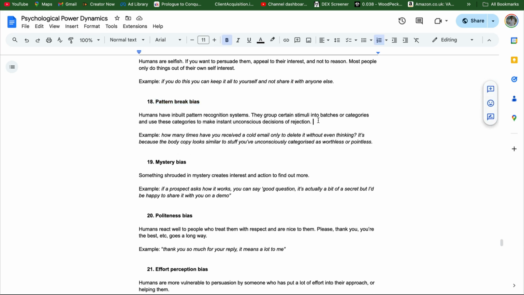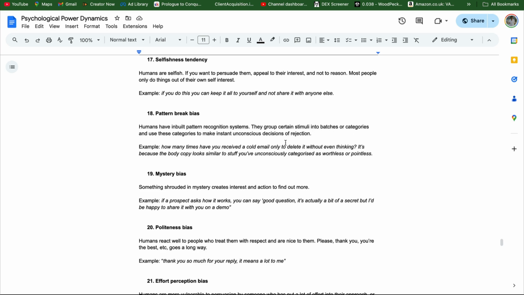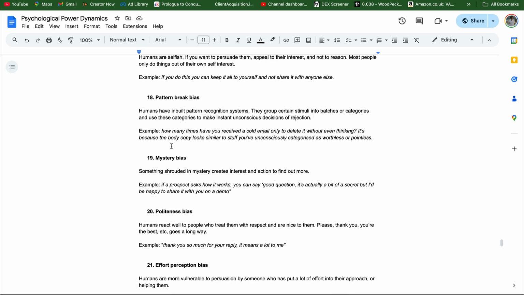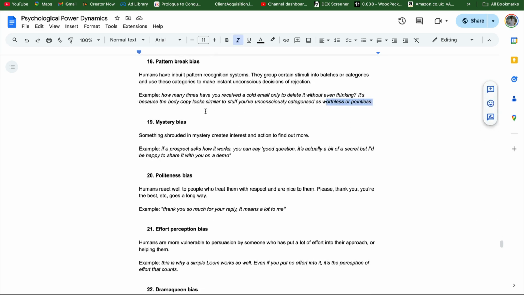18, pattern break bias. Humans have inbuilt pattern recognition systems. They group certain stimuli into batches or categories and use these categories to make instant unconscious decisions of rejection. Example, how many times have you received a cold email only to delete it without even thinking? It's because the body copy looks similar to stuff you've unconsciously categorized as worthless or pointless.